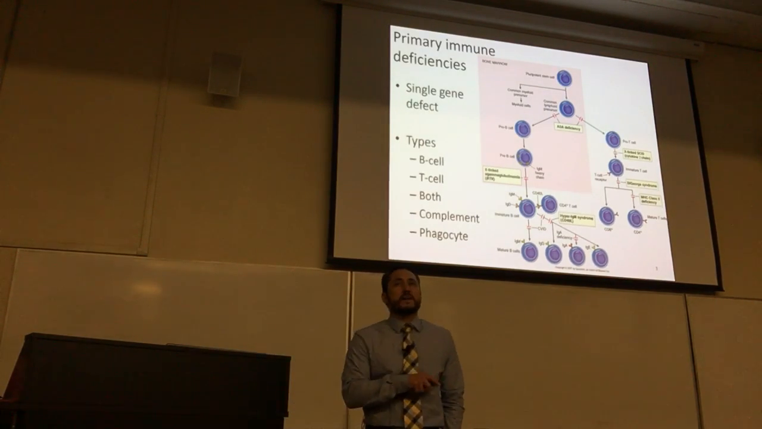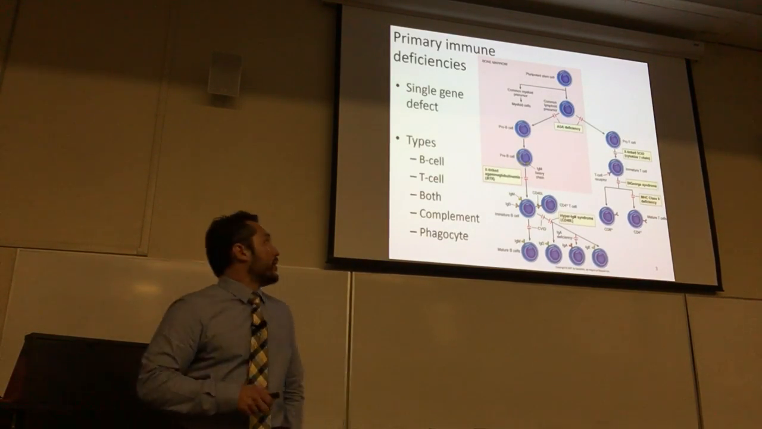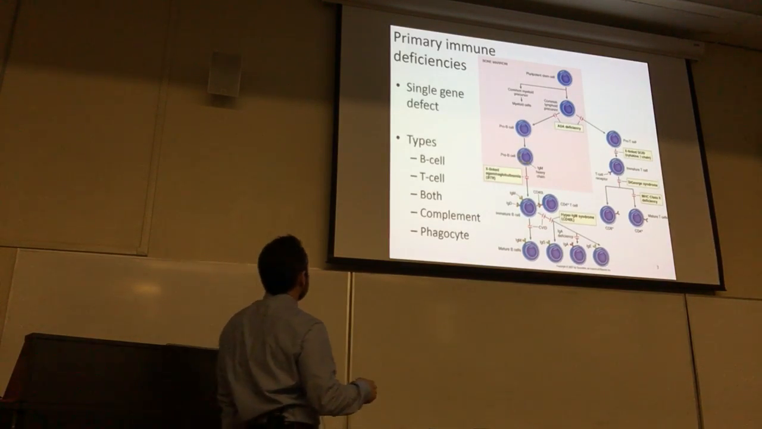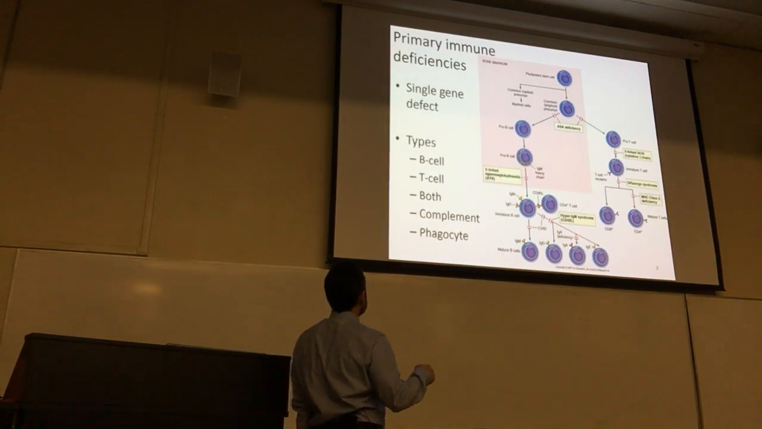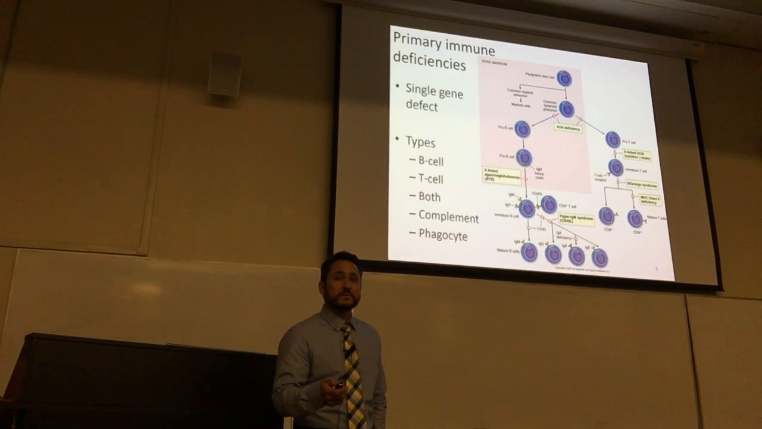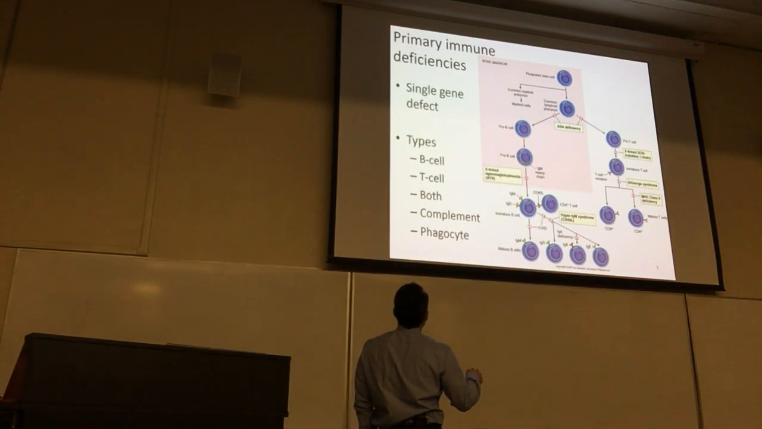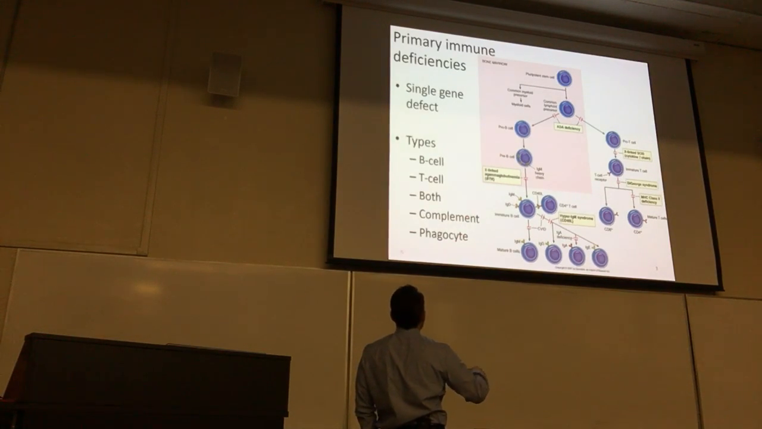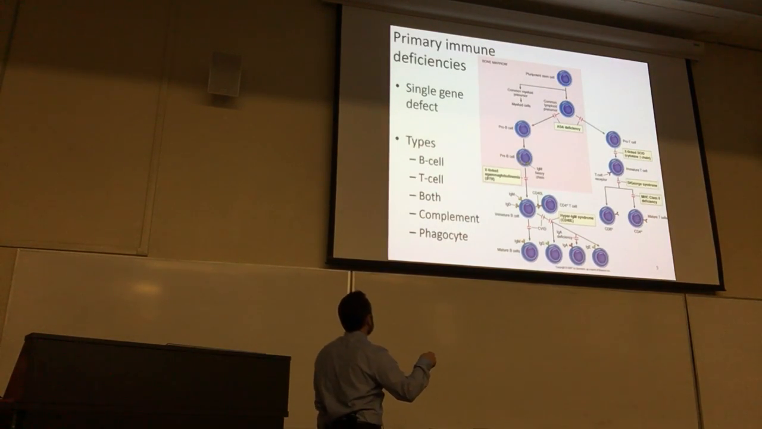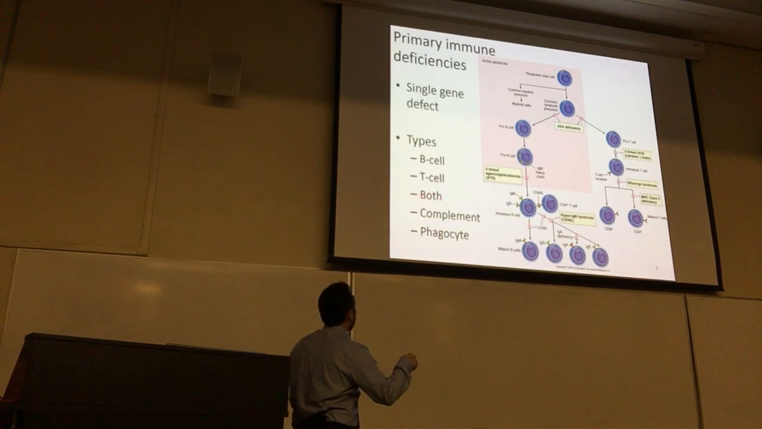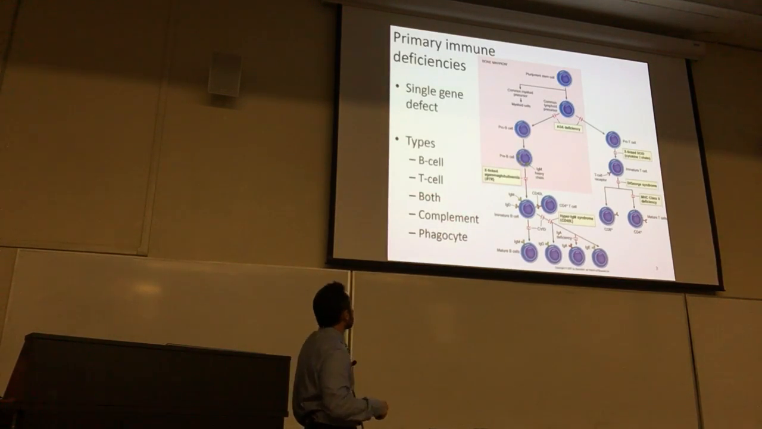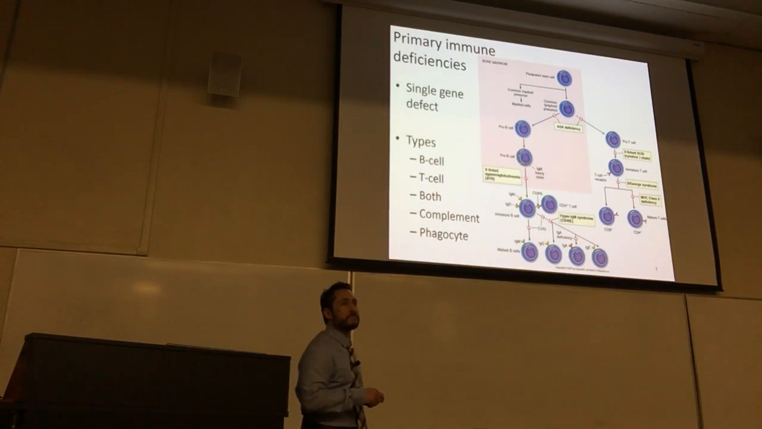So if we look at some examples of congenital, the tree that we're going to go through today is shown on this slide. So these are primary immune deficiency diseases, or congenital. They're single gene defects that are coded. But we've got really 5 different types in the field. B cell, T cell, combo, or both of them, complement and phagocytes. We're going to only talk about the first 3.